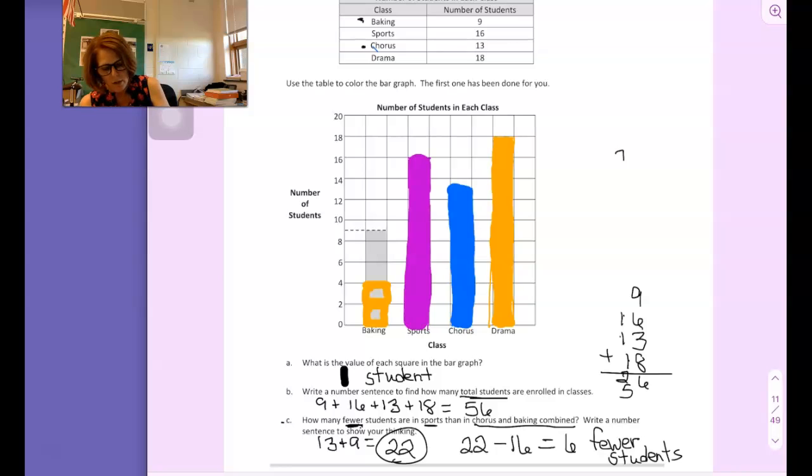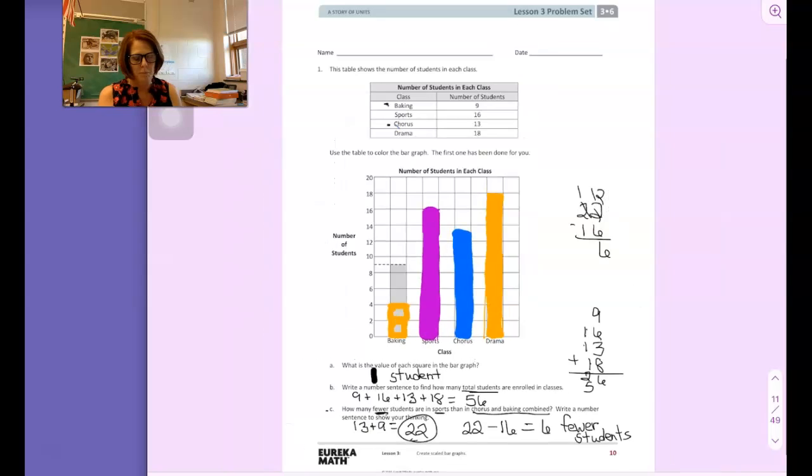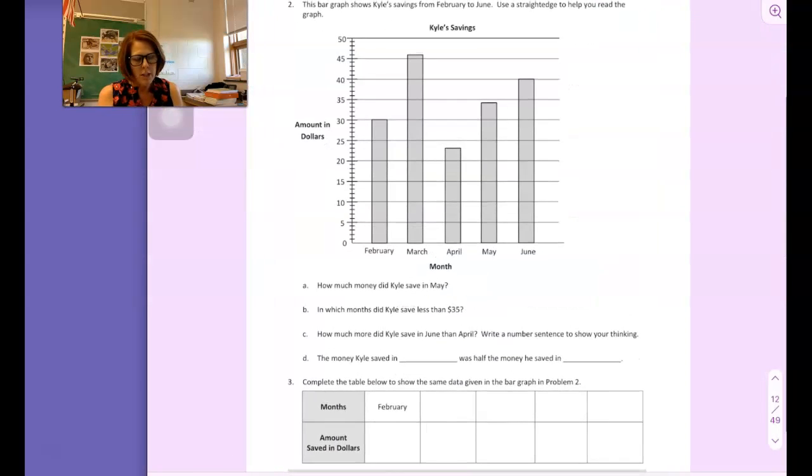Now, you could use a calculator. You could do your math on the side like that. That's fine. However you choose to figure it out. I was able to do 22 minus 16 in my head. Let's go on to number 2.